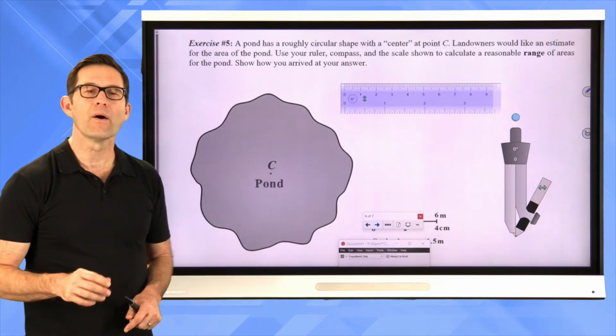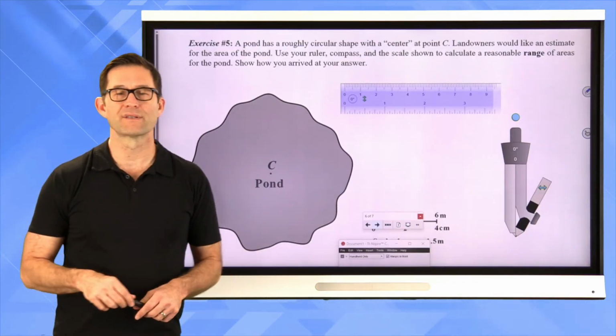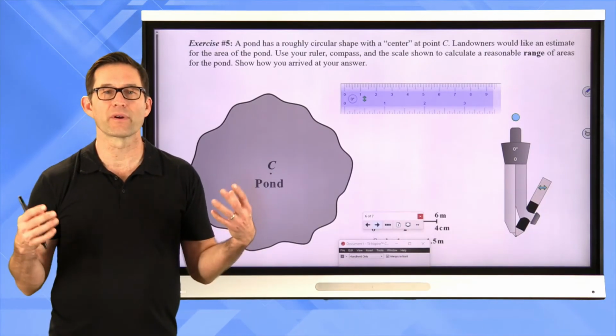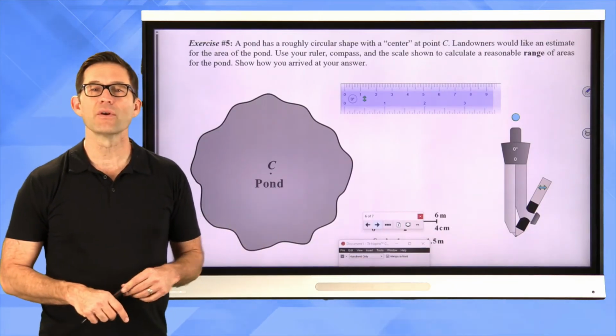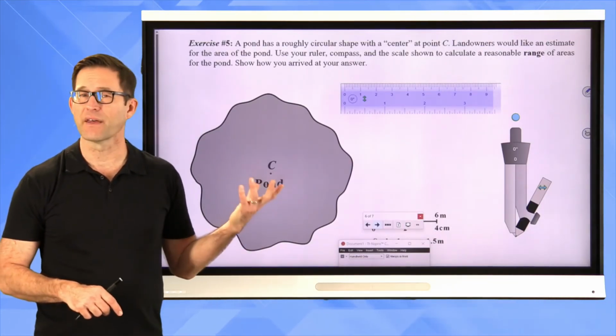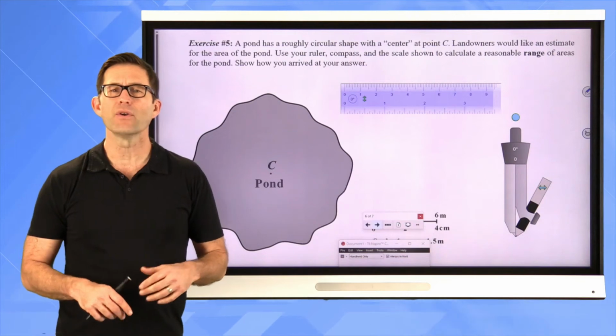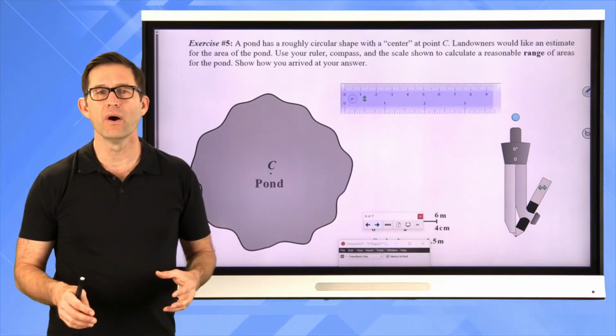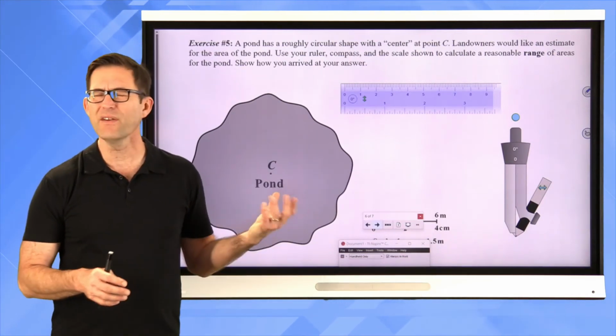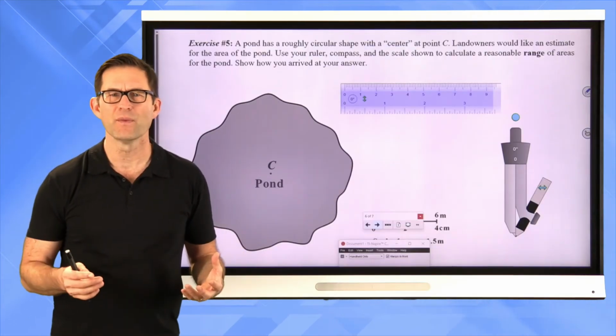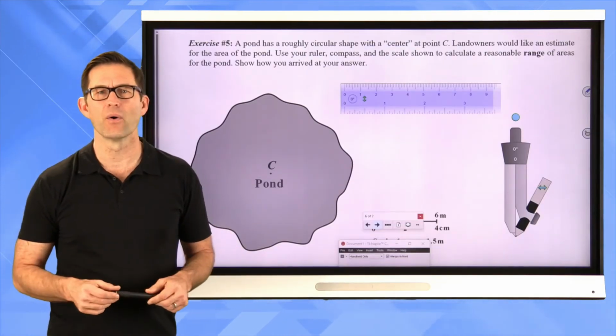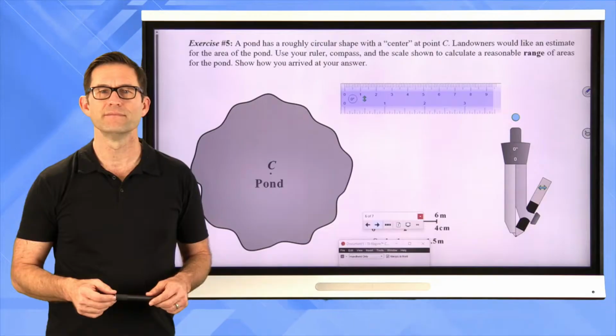All right, now a lot of what you are asked to do in terms of geometric measurement and modeling is to look at real-world objects like this pond and somehow use the geometry that you know to model it, even if it's not an exact shape. Let's see how that might be done in a scenario like exercise number 5.